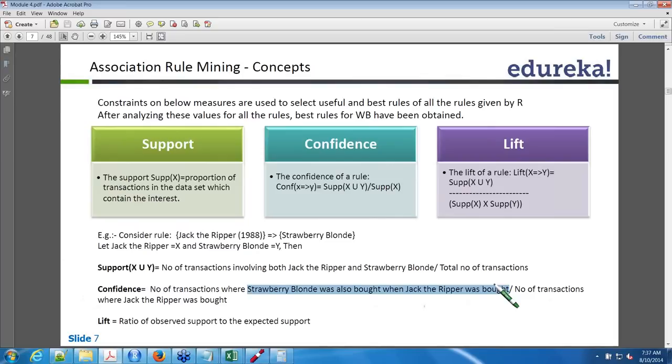Here Jack the Ripper and Strawberry are becoming like supervised learning? It's not supervised learning. It's finding relationships between the two variables. No, we will not give the two variables. Automatically the system takes them.